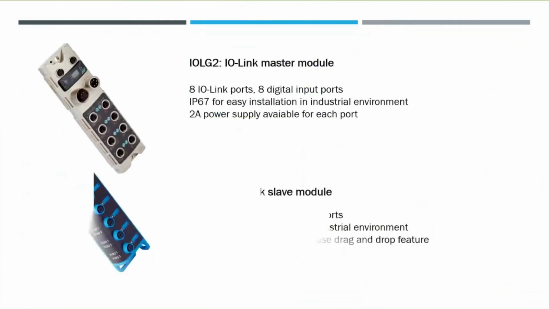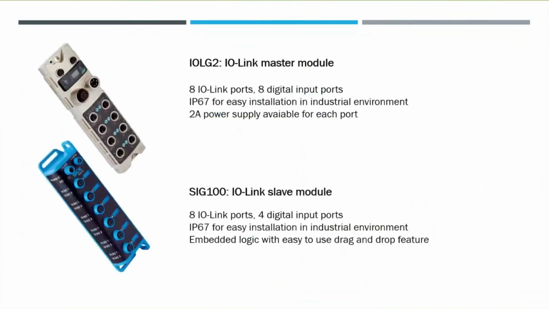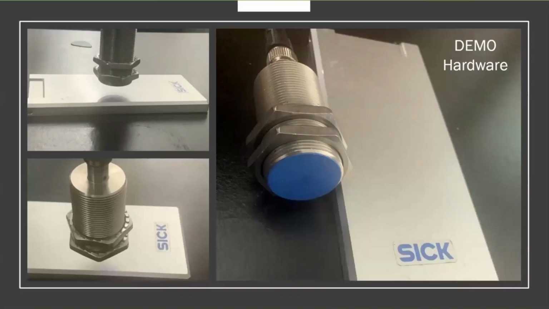And also we do have master blocks that can do 8 ports. And we have a nice SIG 100, which is like a slave module. So you can put your discrete IO sensors on this, and you can actually connect it to a master block to get enhanced functionalities. And also this can replace your passive blocks, and you can actually run logic on these slave modules itself.